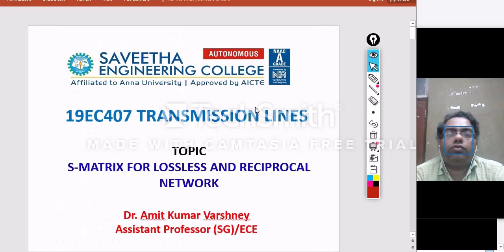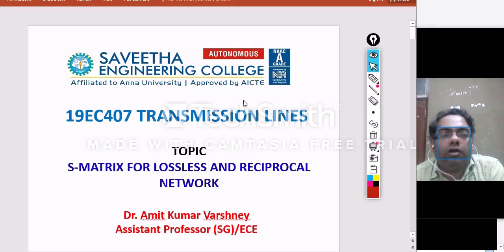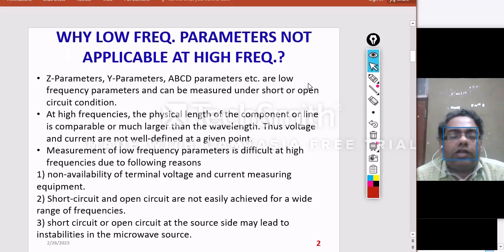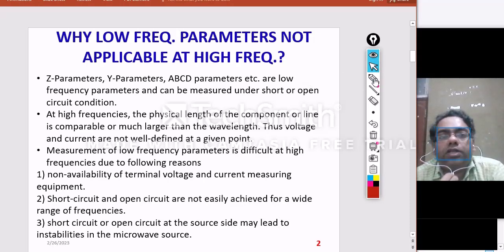Okay, so today we will further explore the properties of the S matrix that consists of S parameters, for a lossless and reciprocal network. Before we proceed, we have to understand why the Z and Y parameters that we use at low frequency cannot be used at high frequency, and why at high frequency we use S parameters and not Z and Y parameters. These Y and Z parameters are actually low frequency parameters.